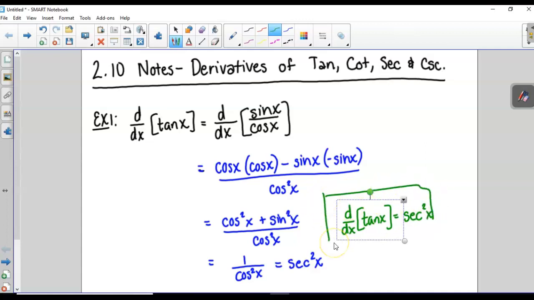As long as you memorize that, you don't ever have to do it again. If you do forget it, and you're on a test or a quiz, you could do this all over again and get secant squared x. It's going to be a lot quicker if you have it memorized.